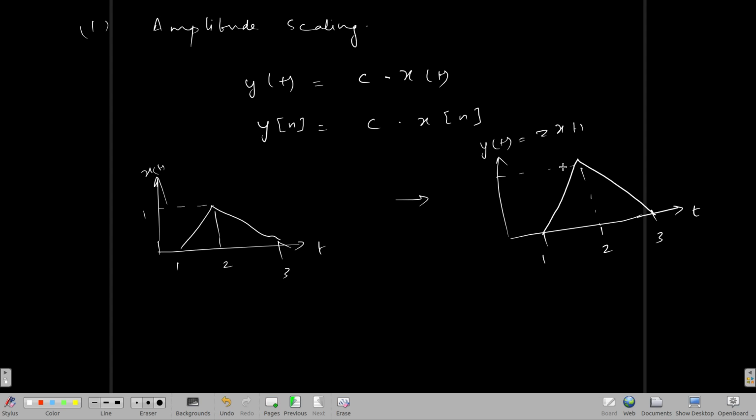What changes though is the amplitude. For example, here if it was 0.5, here will be 1. So at every moment of time, the amplitude is doubled. If c was 3, instead of 2x of t, it would have been 3x of t. That's it. For every moment of time, a constant is being multiplied with the existing value. That is amplitude scaling. This is for discrete signals also, the same thing happens.